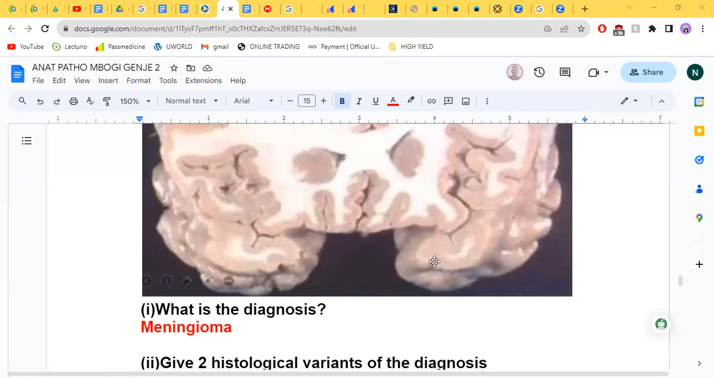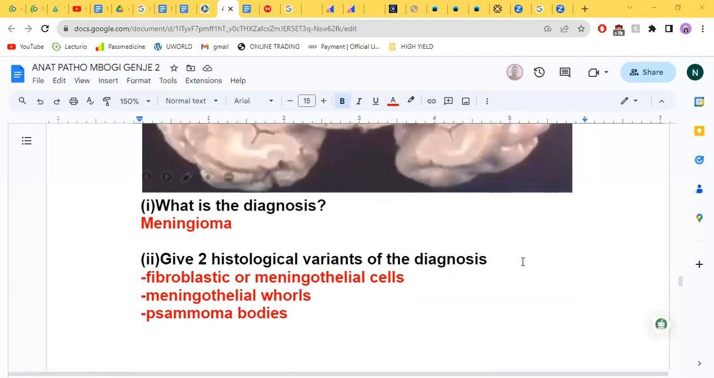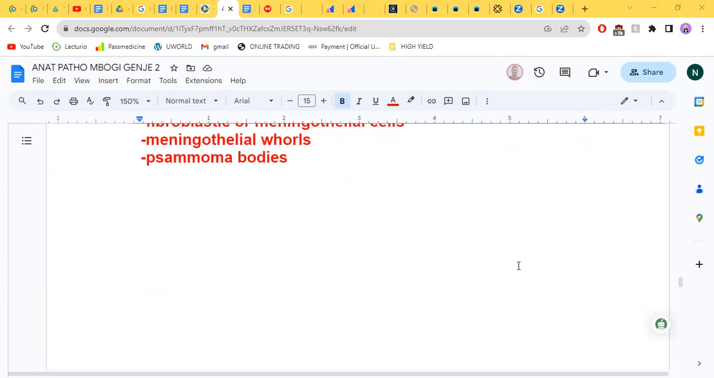Awesome, guys, awesome. Now, the histological variants, we've already mentioned them. So we have psammoma bodies, the whorls, and also meningothelial cells. It's important to know the histological variants of the meningioma, right?